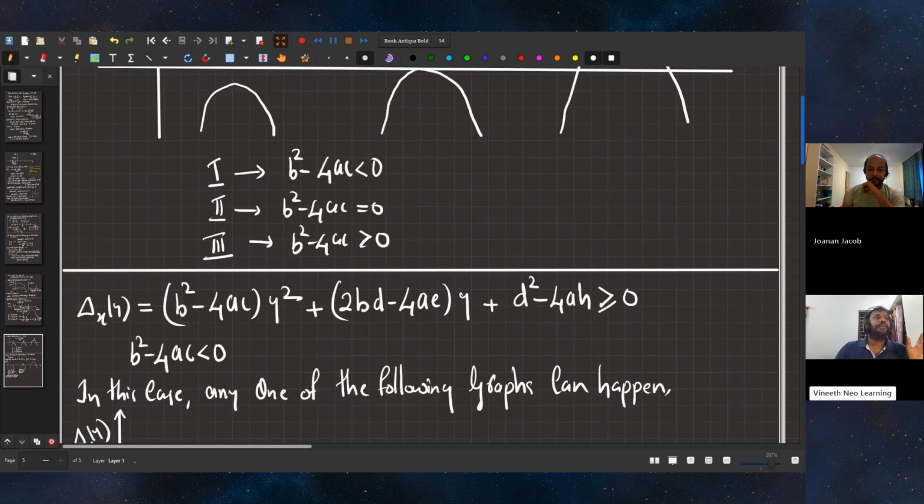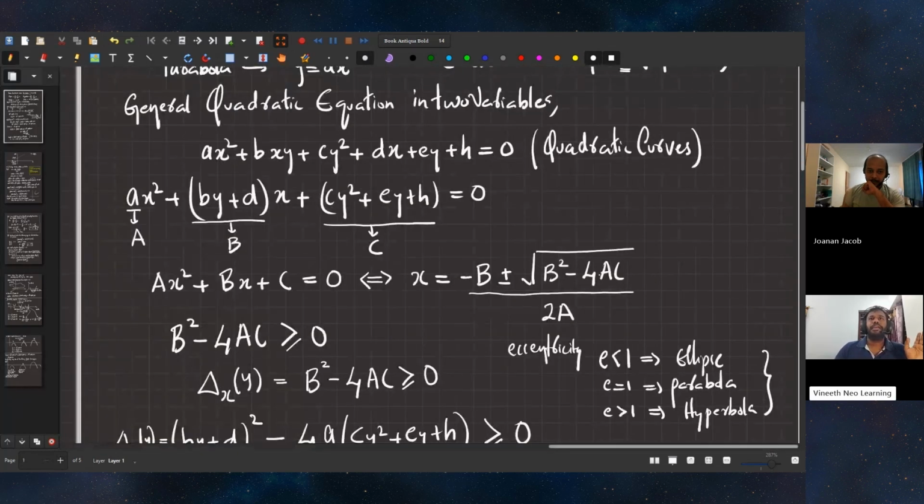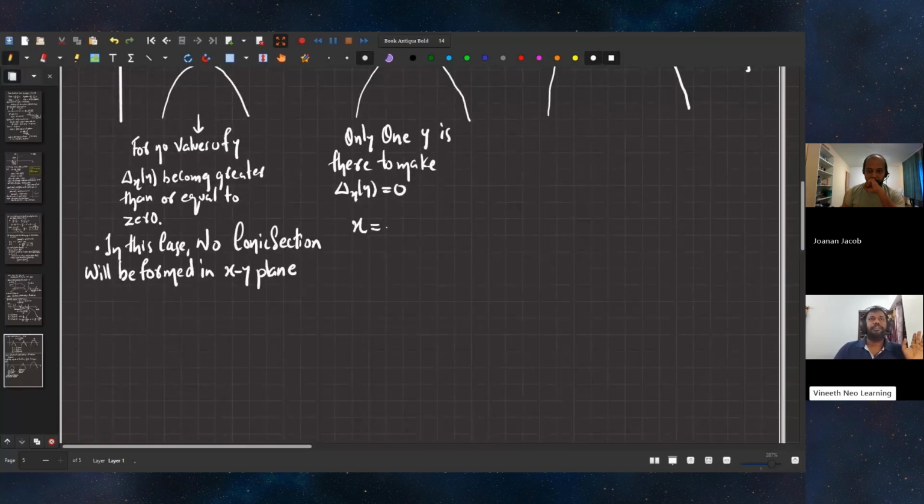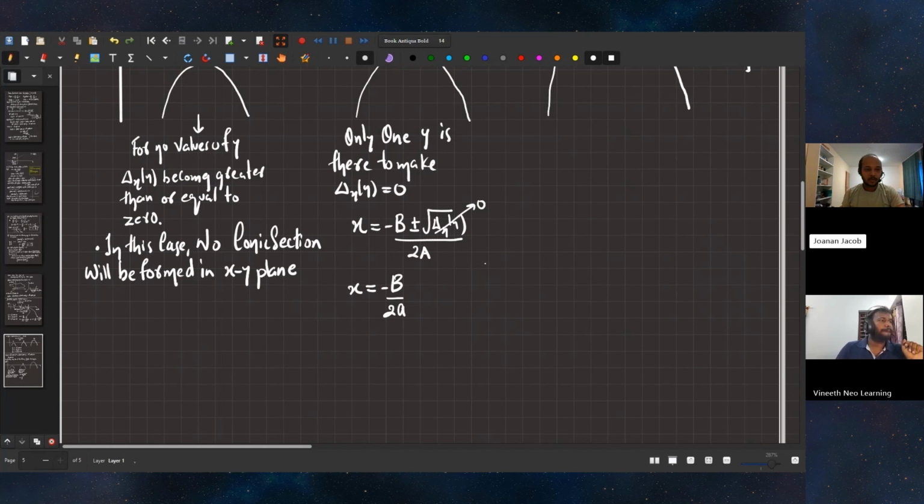Then what will happen if delta xy equals 0? In this equation this term vanishes. Our main polynomial solution is x equals minus b plus or minus delta x of y, divided by 2a. Here this becomes 0. Therefore, we get x equals minus b by 2a. This a is the small letter a.